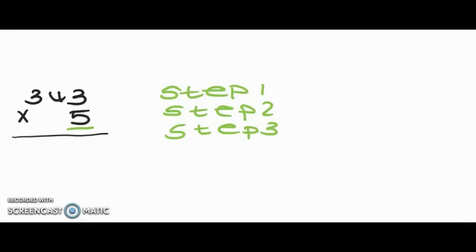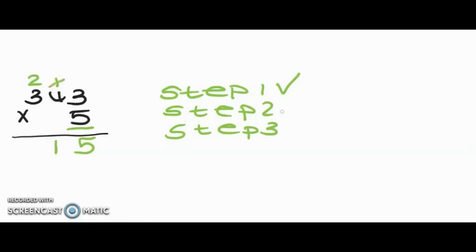Let's begin. What is 3 multiplied with 5? 3 multiplied by 5 will give us 15. As you can see, I stored the 1 of the 15 on top of the 4. Step 2. We have to multiply 4 with 5. 4 multiplied by 5 is 20. Now, we have to add the 1 that we stored above the 4 to the 20. So, 20 plus 1 will give us 21. Then we cancel the 1 on top of the 4.